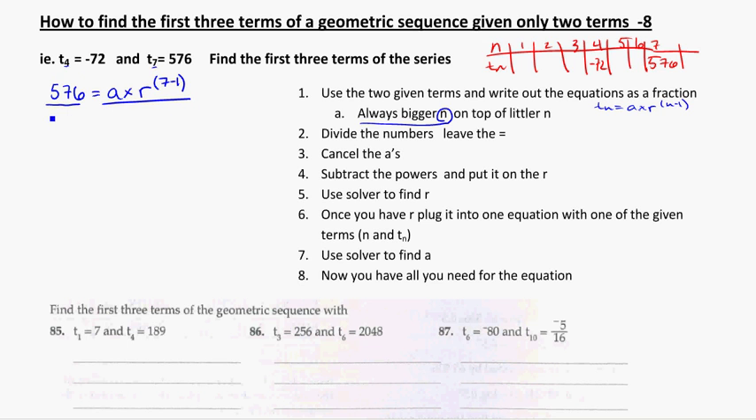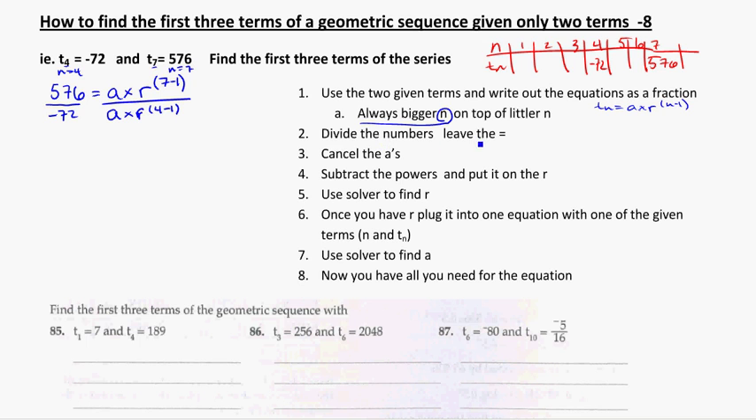So using t sub 4, the value there is negative 72. That's equal to a that I don't know times r, and this is the fourth term, so 4 minus 1, because n is equal to 4. So again, n is equal to 4 on that one, and n is equal to 7 on that one because of the little number there. So that's what I mean by write out their equations as a fraction. Put the one that's later in the sequence with the bigger n number first on top, and the other one on the bottom, leaving the parts that you don't know, such as a and r.